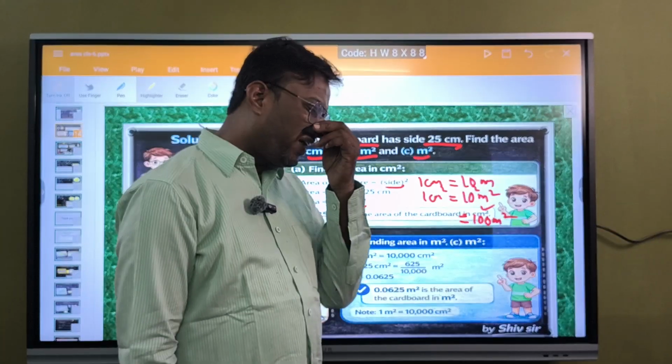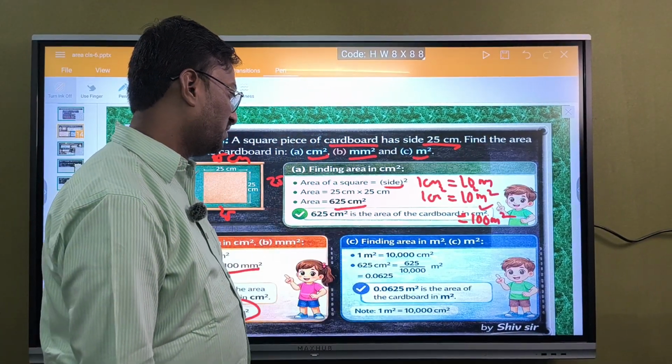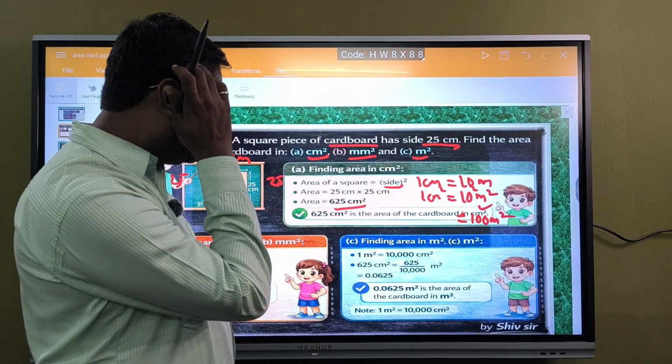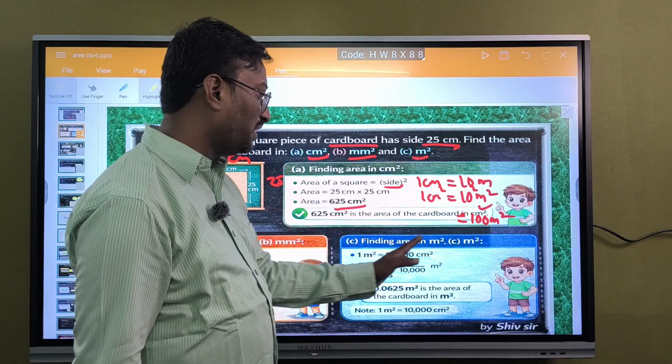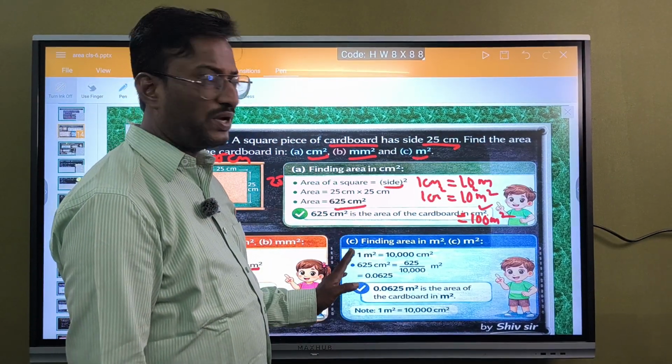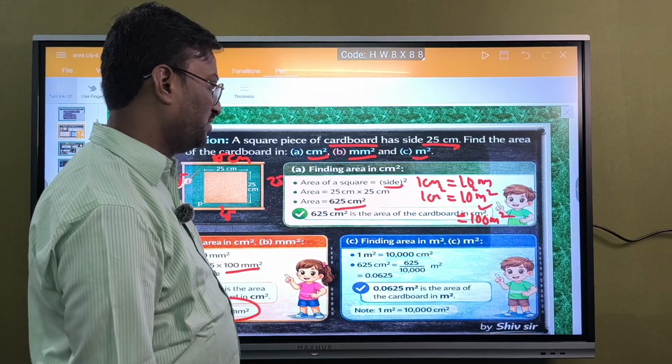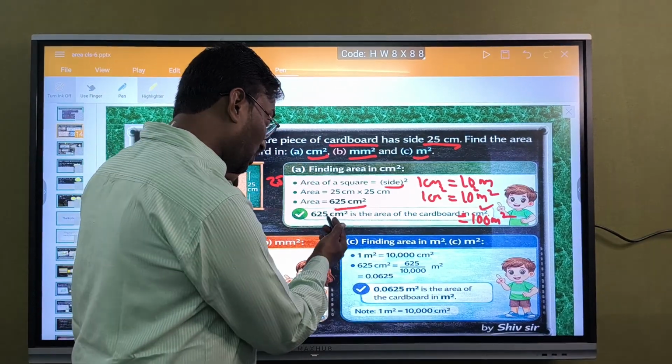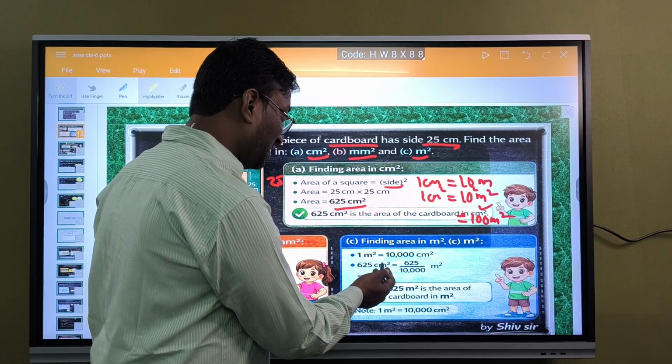Next, we try to find the same thing in meter square. See here, 1 meter is equal to 100 centimeters, so 1 meter square is equal to 10,000 centimeter square. So the answer we got is 625 centimeter square.